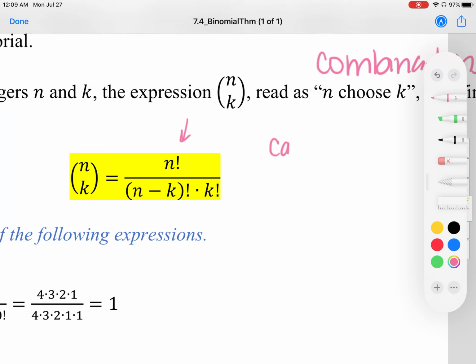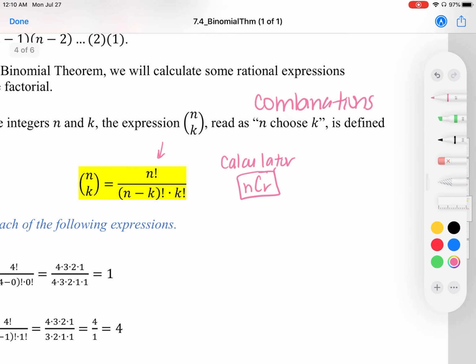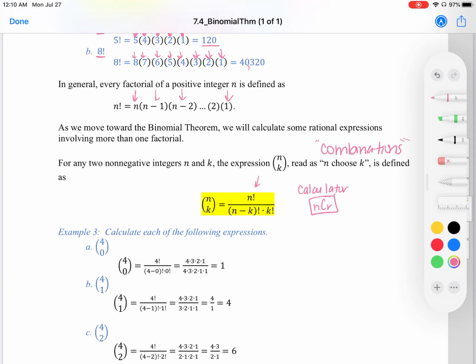Again, please use your calculator for this. It might change. Usually I see nCr as a button in your calculator. It might be the shift button, so it might be above in different colored writing from your button. But make sure you search it. You can also search your calculator and combinations, and maybe you'll find something that way.